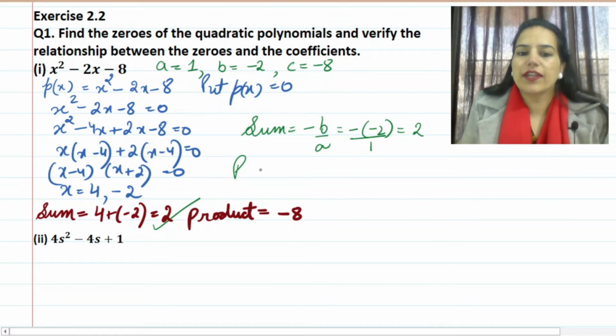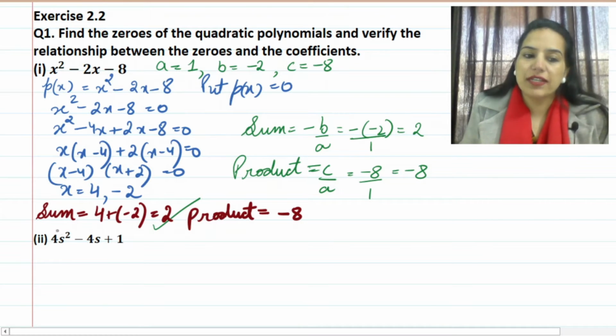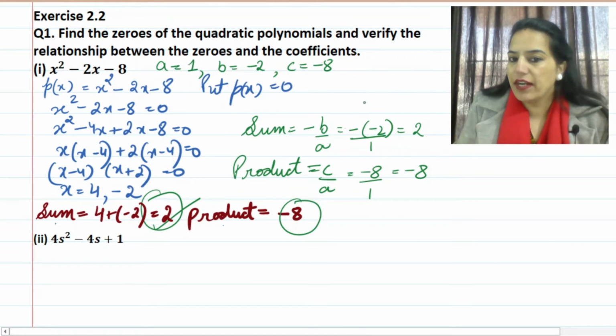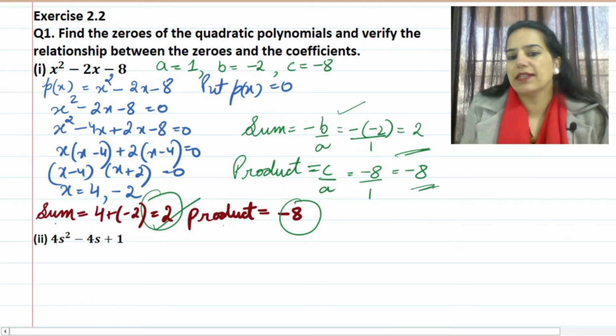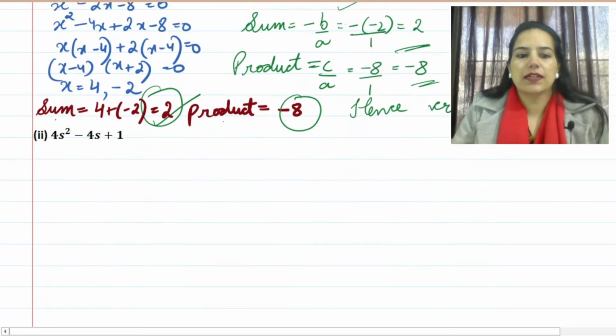Then what is the other relationship? Product is equal to c by a. Now what is c here? Minus 8. And what is a here? 1. So I get minus 8. So I can see when I added them up and multiplied them, I got 2 and minus 8. And when I applied the relationship, again I got 2 and minus 8. So hence, verified. Okay, so let's move on to the next part now.